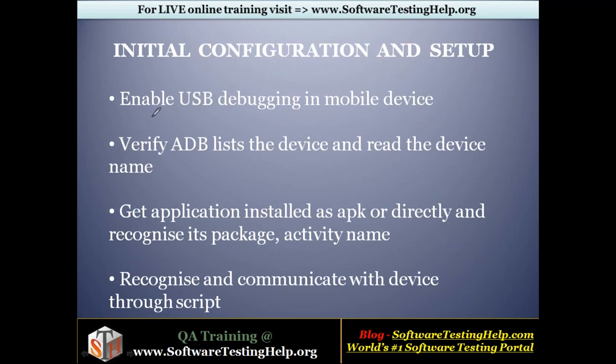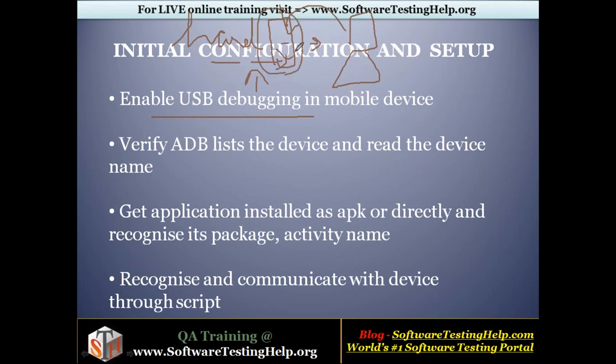The first one is to enable debugging mode in mobile device. The reason for having this is generally when you try to connect a mobile device with a system, how does your system read or recognize your mobile device? It reads a mobile device as a hard drive, right? Or it recognizes it as a media storage device or file storage device. But having my device recognized as a media storage device is not going to help me for automation.